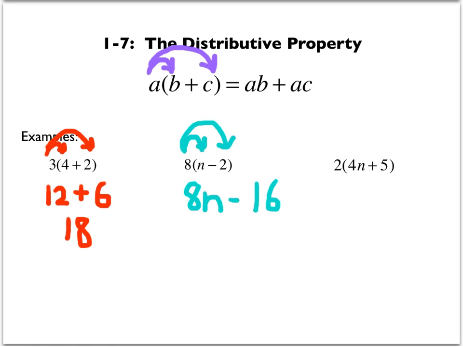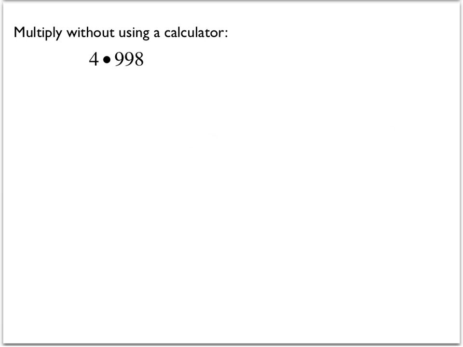And then the last one we want to look at here is this one. So again, I'm distributing the 2. So 2 times 4n, I can multiply 2 times 4, so that's 8. The n tags along there. And then 2 times 5 is 10. Again, that's the best I can do. I can't put anything more together. So that's my answer there. That's the distributive property.